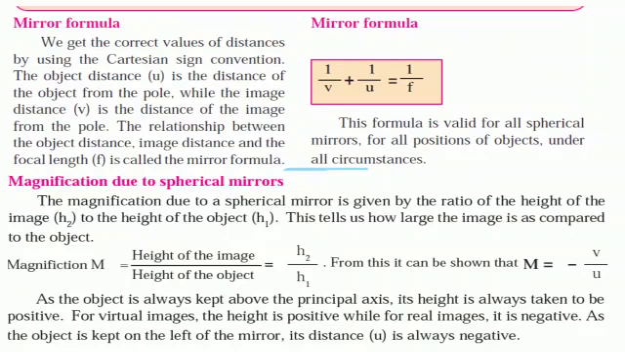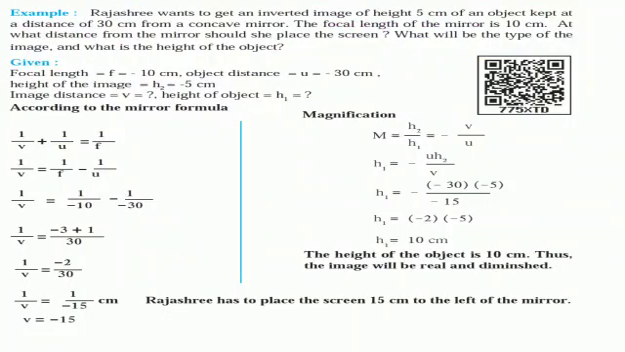Let us try to solve one sum. Rajeshri wants to get an inverted image of height 5 cm of an object kept at a distance of 30 cm from a concave mirror. Now, which mirror is it? Concave mirror. Children, always identify the mirror first. Which mirror is given? Whether it is concave or convex. The focal length means f, 1 upon f. We have already studied the formula 1 upon v plus 1 upon u is equal to 1 upon f. The focal length of the mirror is 10 cm.